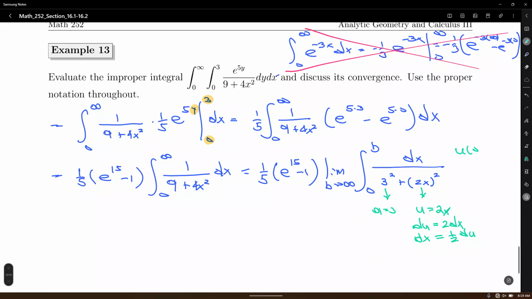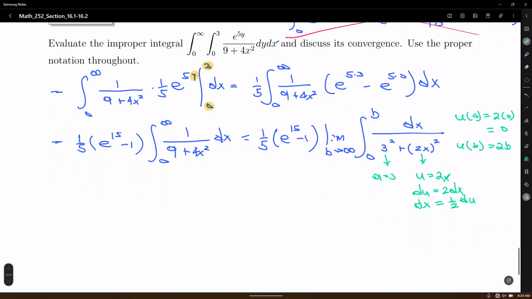u of 0, careful, because the u is not going to be the entire denominator. It's only the quantity whose square equals 4x squared. That is 2 times 0, which equals 0. And lastly, u of b is simply 2b. That's it. No numbers here. Again, b is what we're setting for the infinity. So we're ready to rewrite this integral in a way that we can identify the form and, boom, integrate.